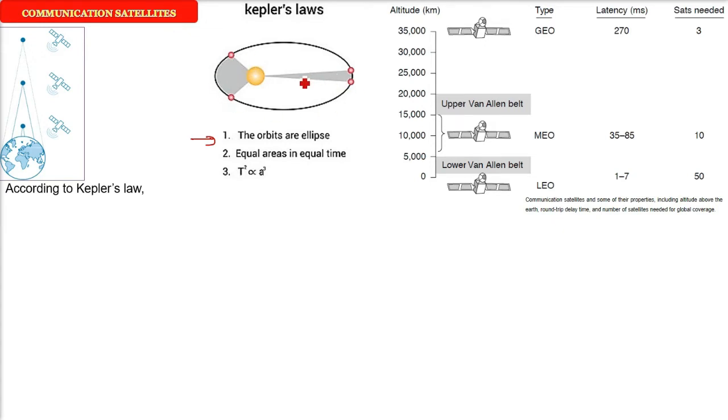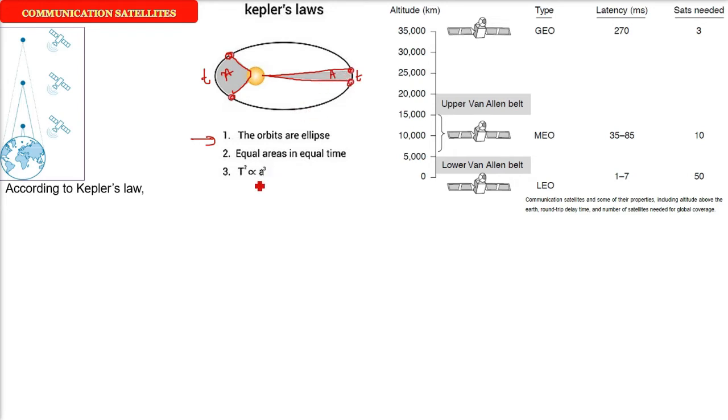The second Kepler law is equal areas in equal time. For example, in the same time, two areas are covered or two lengths are covered. If you join this center and join this center, this shaded area will remain equal. That is Kepler's second law.